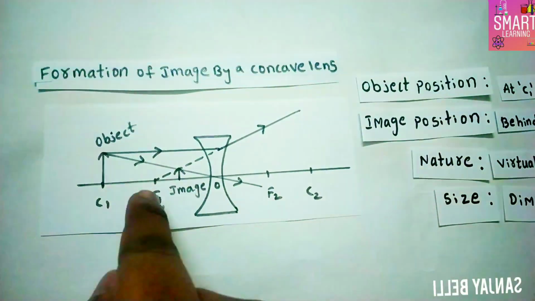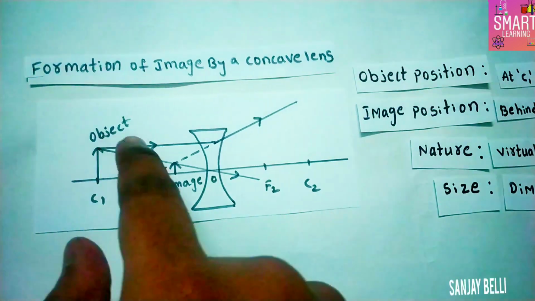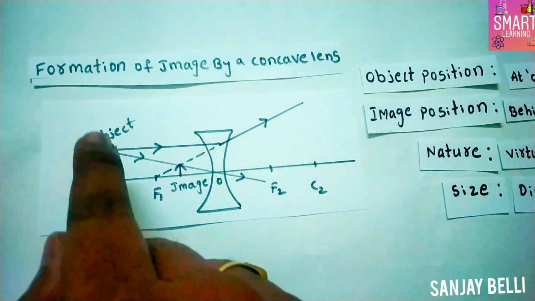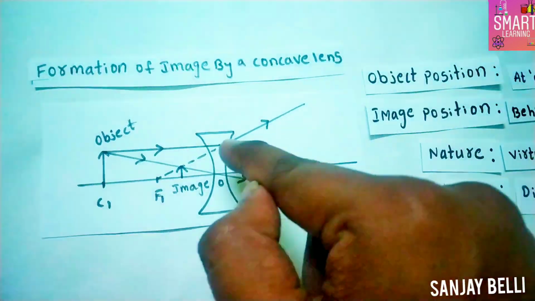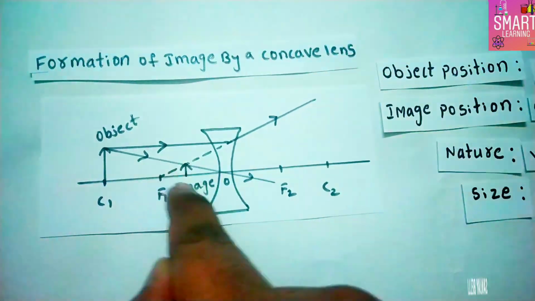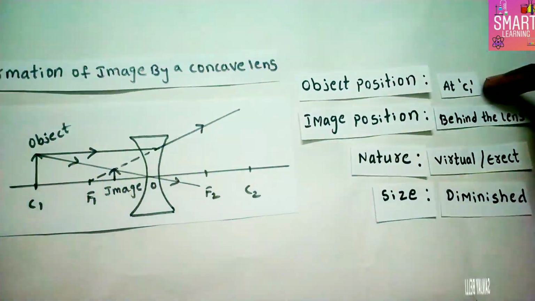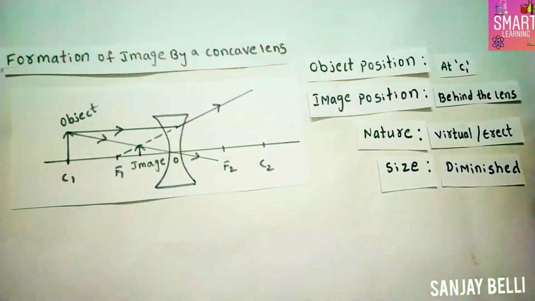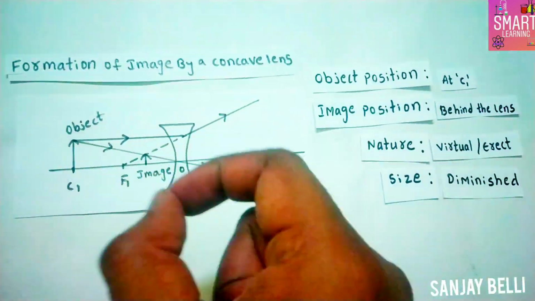Now here you can see I placed an object on C. Here I used the same rules, don't get confused. Rule 1 and rule 3 only we used here. See, object placed on C, first rule parallel to the principal axis, and you see these dotted lines have to be straight, coming from the focal point. And this is your rule 3. The image in this case is also obtained between O and F. See here, object position at C, image position behind the lens, nature virtual erect, size diminished. Is it clear? The image position, nature and size remain the same for the concave lens.